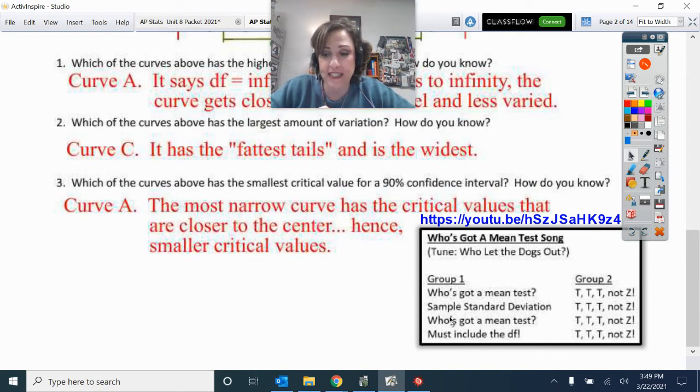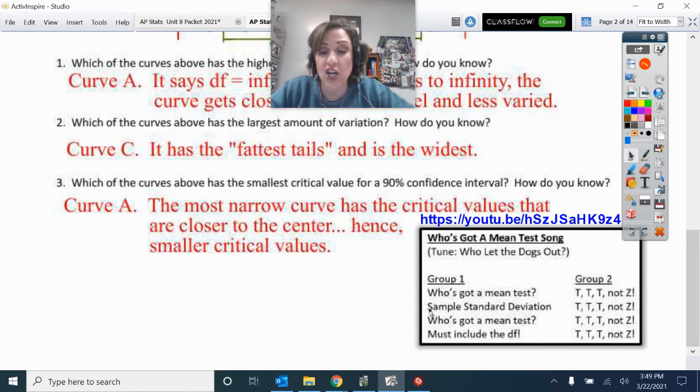And I won't be able to actually sing it with you with the video because the way that the video works when I'm recording it live, it's kind of out of sync. And so I cannot sing with the video when they do that. But who's got a mean test? T, T, T, not Z.